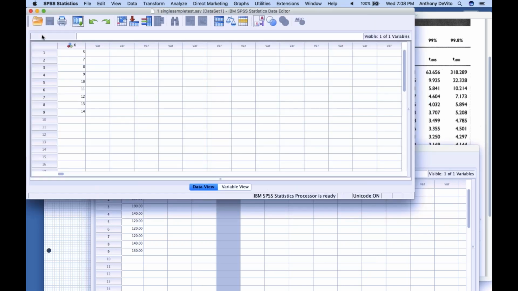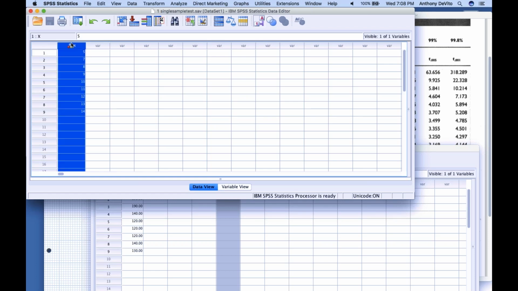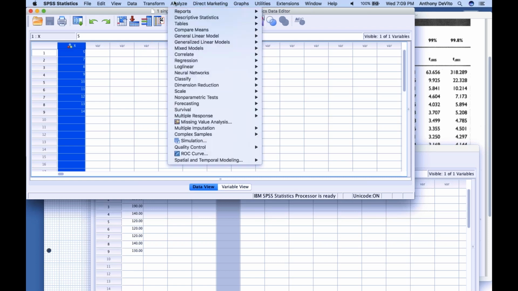So in this situation, I've sampled 9 people. We got the same people that we had from the Excel test. And I want to compare the mean for these 9 people to a known mean for another population. In other words, this sample represents population B, but I want to compare that to a known mean for population A or vice versa. Okay, so I'm going to go up here to Analyze.